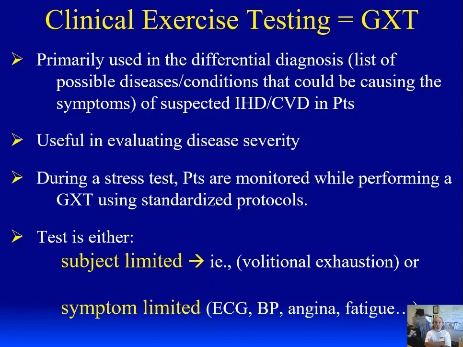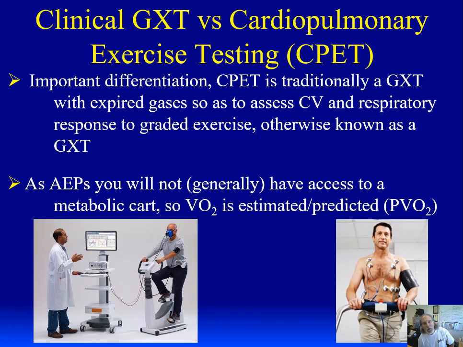Now, during the stress test, the patients are monitored while performing it using standard protocols. Tests are either subject limited, basically it's called volitional exhaustion, where the patient says they want to stop, or it's symptom limited. And that's where you either see an arrhythmia or ST segment changes on the ECG, there's an irregular blood pressure response, or they complain of chest discomfort, tightness, angina, etc., or fatigue, and you stop it. So every test that you do is either subject limited or symptom limited, and that goes in your GP and specialist report.